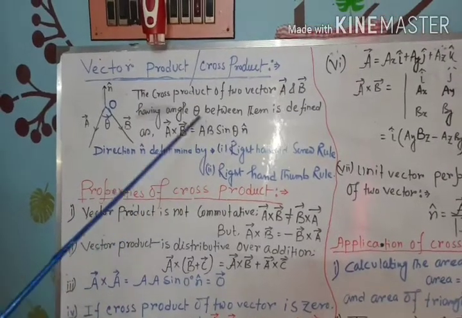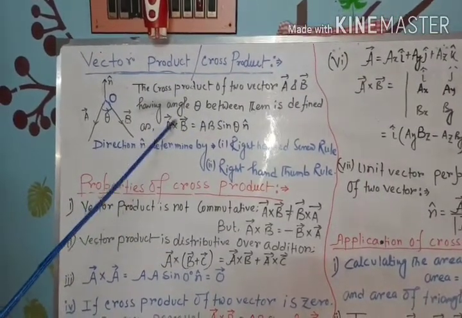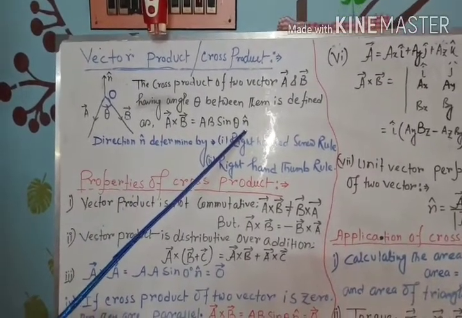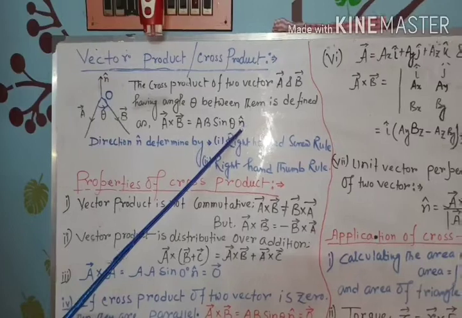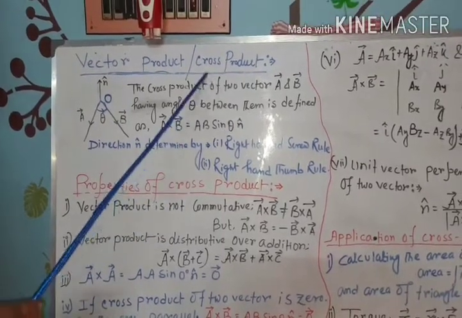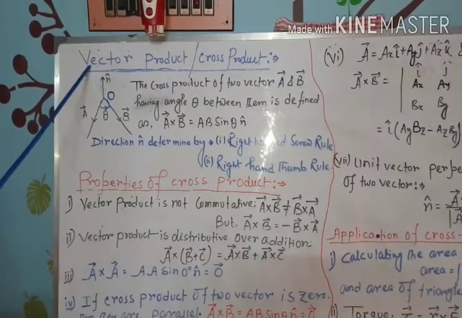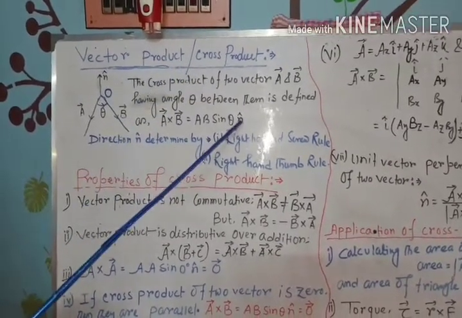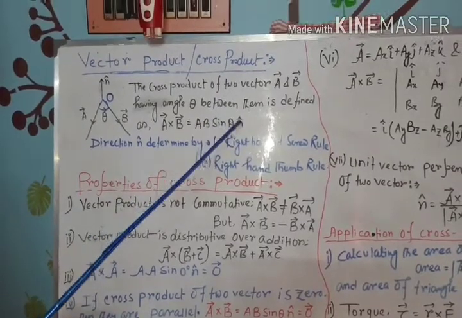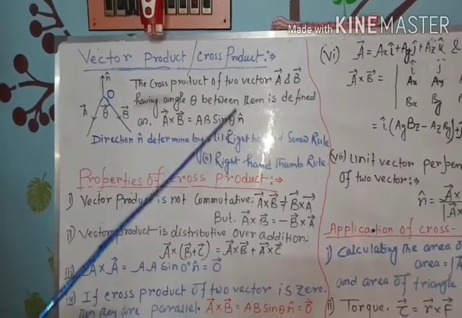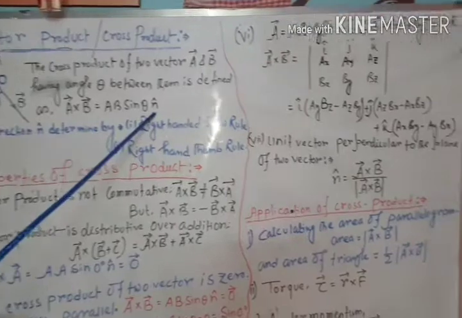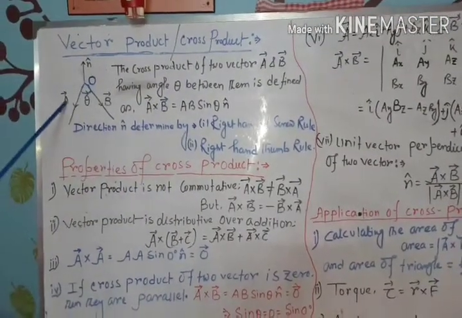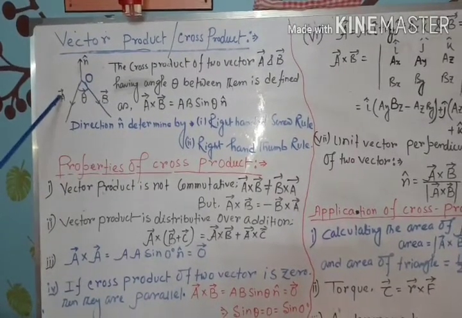Therefore, whenever we perform the cross product of two vectors, we get magnitude as well as direction, meaning we get a vector quantity. That's why another name for the cross product is vector product. Okay, now we have to know the direction n cap. Remember, n cap is a unit vector perpendicular to the plane where both vectors A and B are situated.